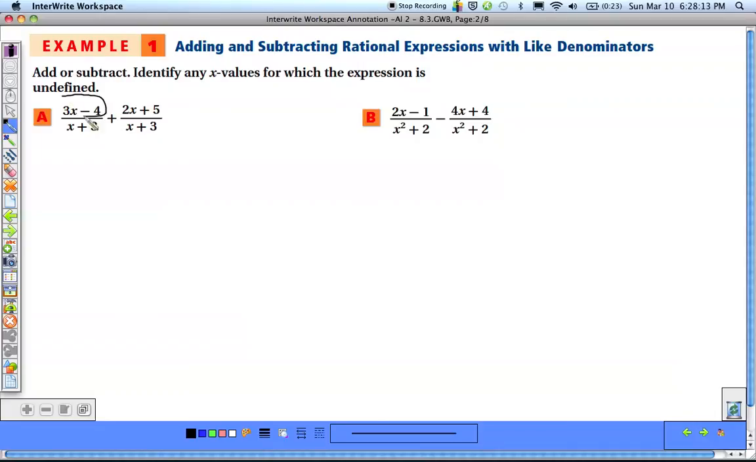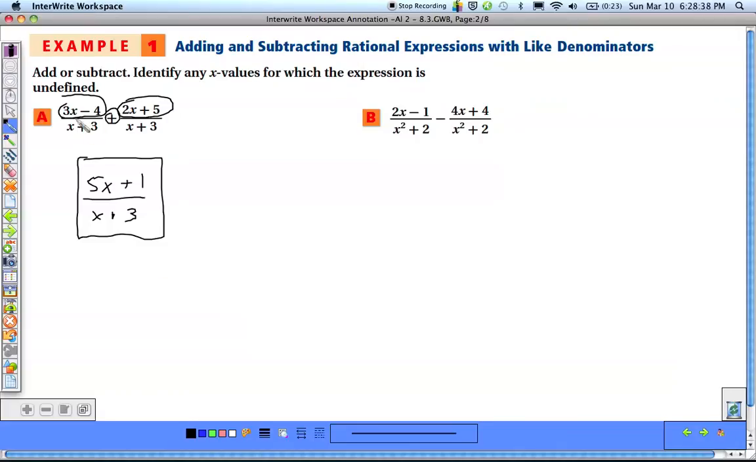So 3x minus 4, and then we're adding 2x plus 5. Combine our like terms, 3x plus 2x is 5x, negative 4 plus 5 is positive 1, and we put that over our denominator of x plus 3. And there's our final answer. The second part to this is where is it undefined? That means what is going to make our denominator equal to 0. That's where our expression is undefined.